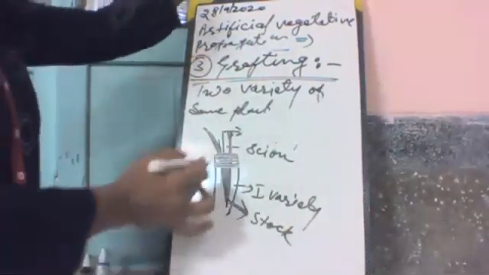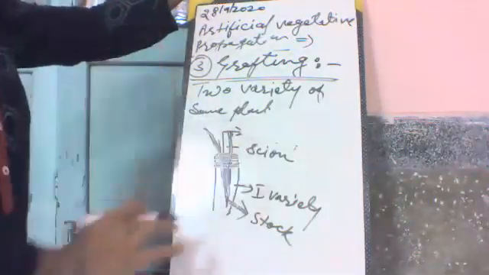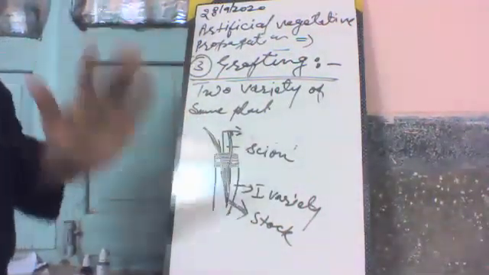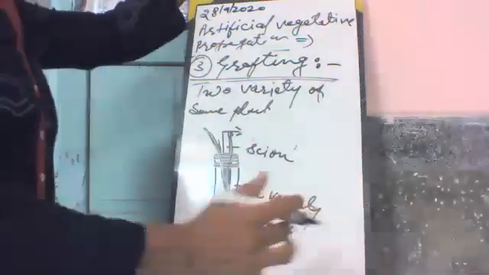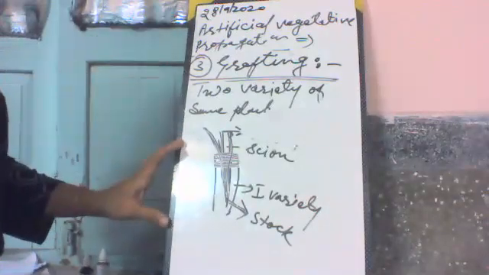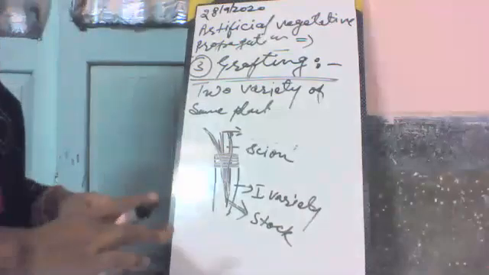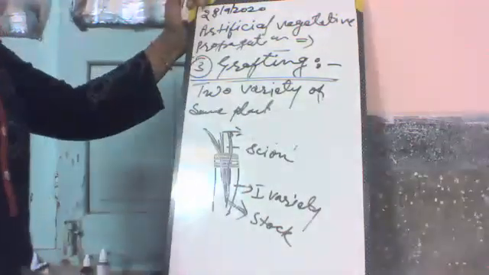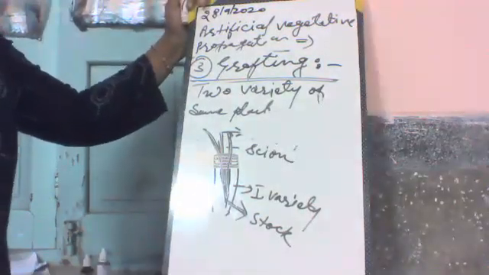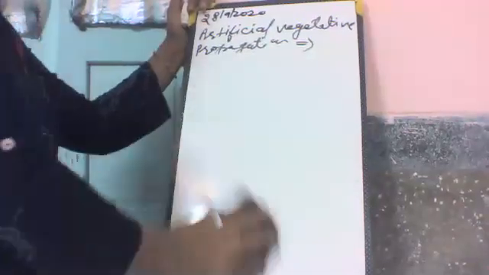After some time, the layer in between the scion and stalk fuse together and dissolve in themselves. After this, they grow into a new plant. The method is known as grafting. This is done in rose plant, mango and guava.